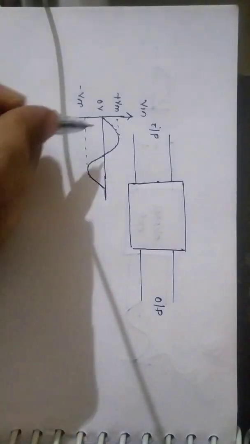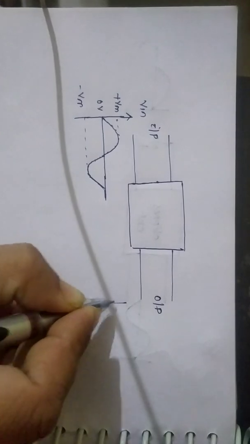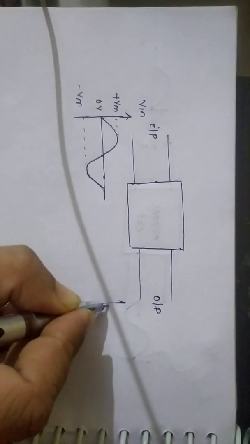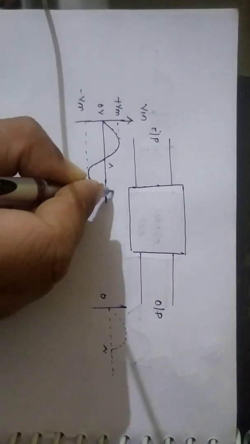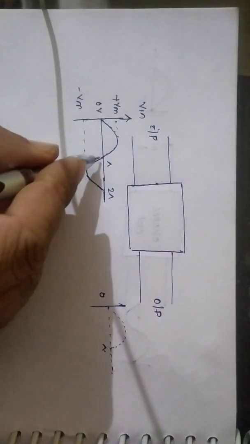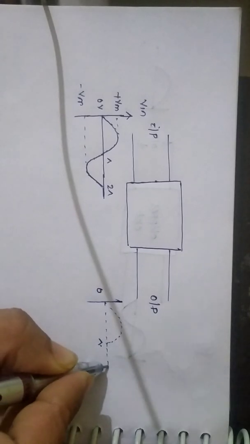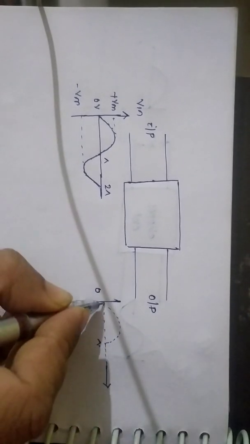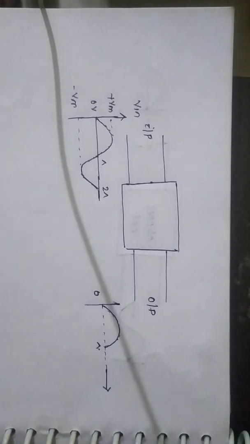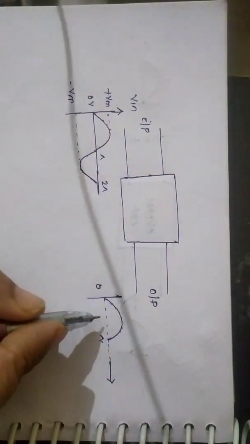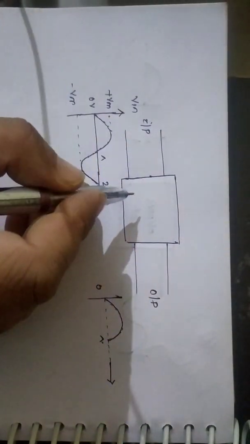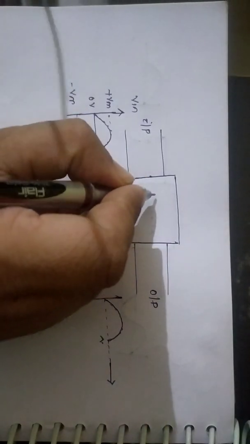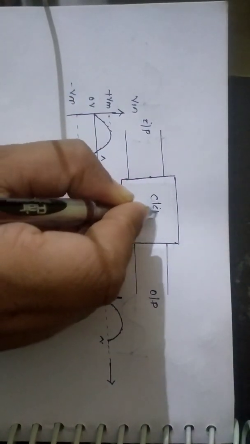In the output, if I want to get back only the positive half of the input, that is from here to here, 0 to pi, and we have to remove this part. I don't need the negative half in the output. To get back only this positive half of the input in the output, we have to design a circuit, right? And that circuit is known as a clipper circuit.